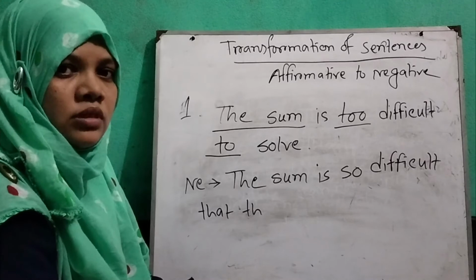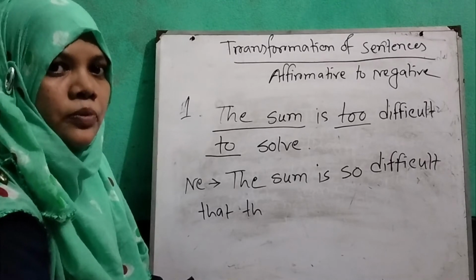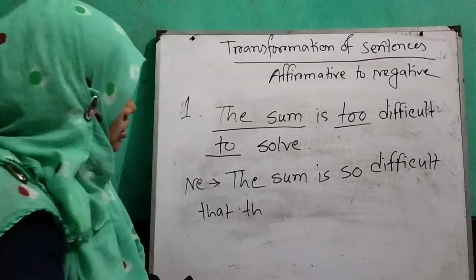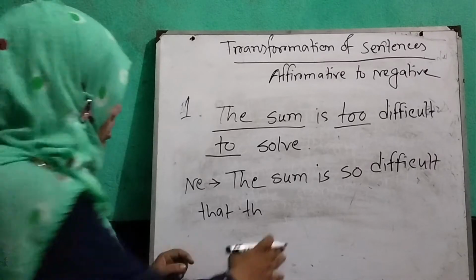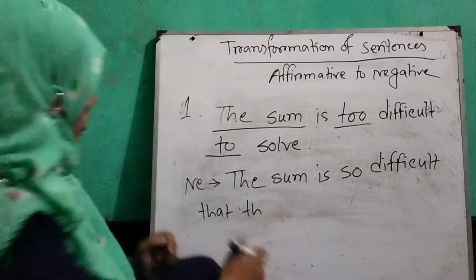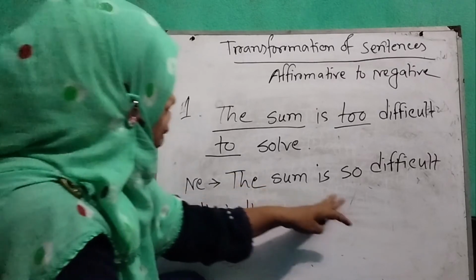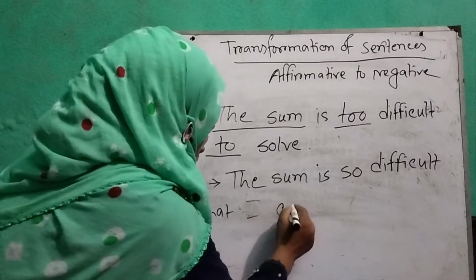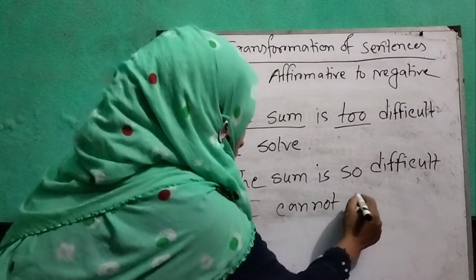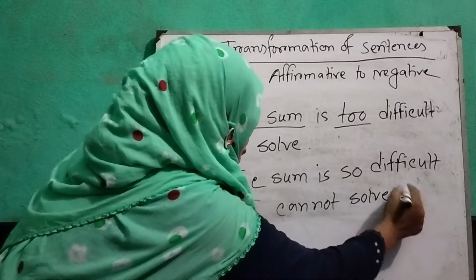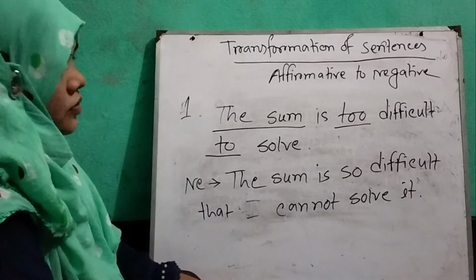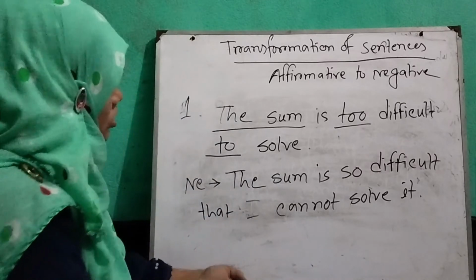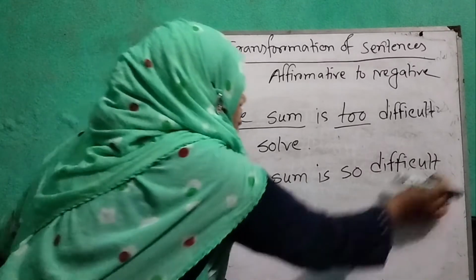So we have to bring some personal subject, personal pronoun. So we can write any personal pronoun. The sum is so difficult that I cannot solve it. Okay. So let's practice another sentence.